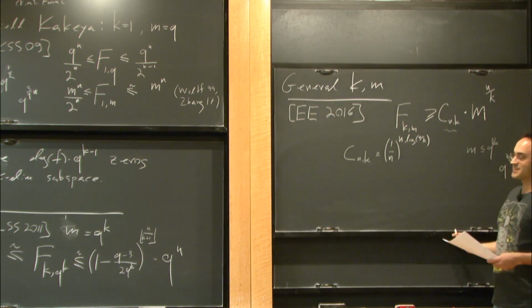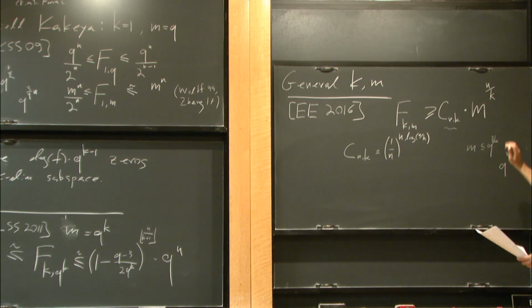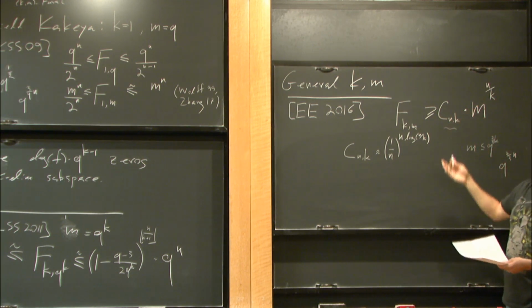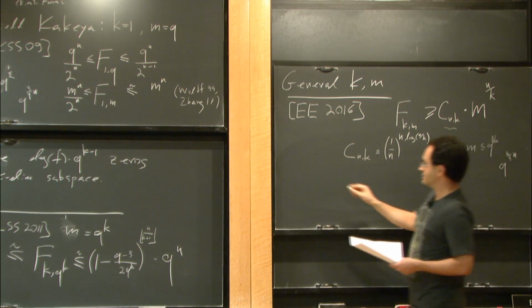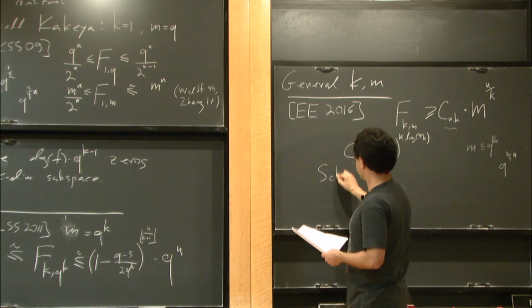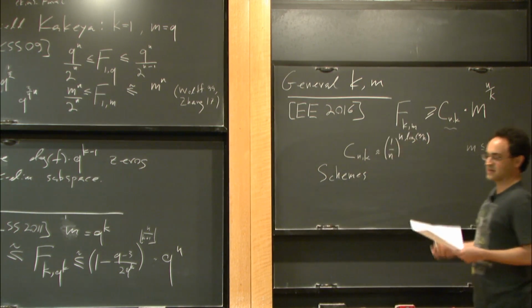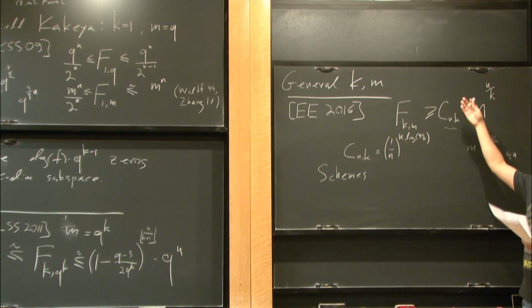So anyway, you can ask again at the end, and this paper was the first to give something for general N and K, and you might wonder how they did it. And the answer is that they did it using schemes, which is the language of modern algebraic geometry. So they generalized this problem. They proved something much stronger.